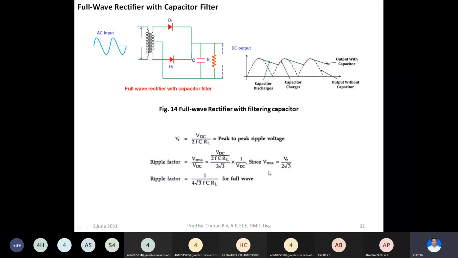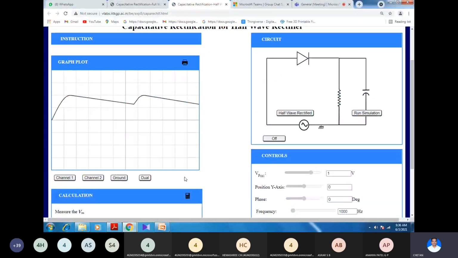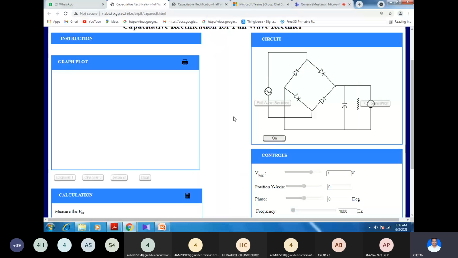Again, to know the practical aspects, I will take you to the virtual lab. Practical aspects of this full wave rectifier with capacitor filter. So in this virtual lab, we have a full wave bridge rectifier rather than a full wave rectifier with center tap transformer. Also we know that the output of the bridge rectifier and the output of the full wave rectifier with capacitor filter are the same. Therefore, we can easily equate the response of this circuit with the response of a full wave rectifier with capacitor filter. I hope that is clear for you.